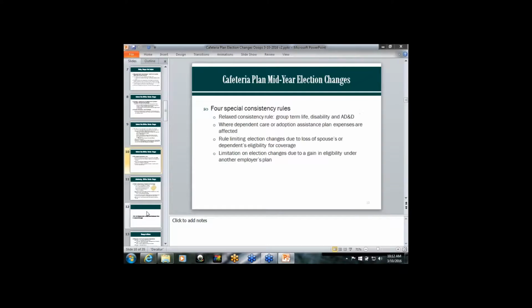The other thing when we're talking about changes, remember, these are not blanket rules. So you may be able to make a change for one reason to the premium pre-tax, but not to the dependent care or to the health flexible spending account. Also, you may be able to make a change to the dependent care and a premium pre-tax, but not the health FSA. So you have to be very careful when you're making these changes.